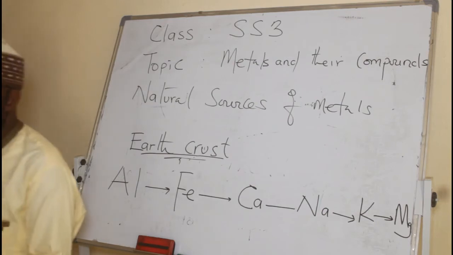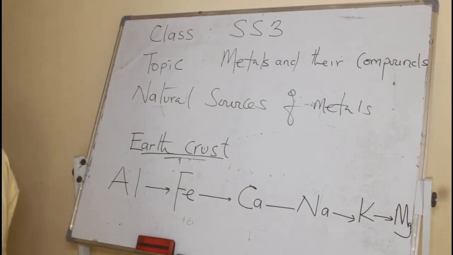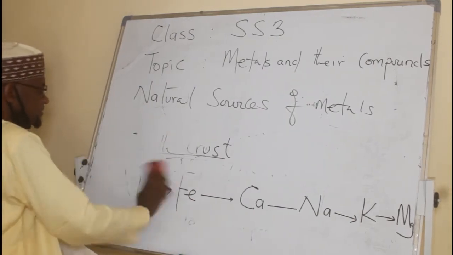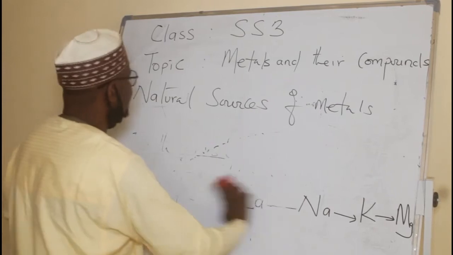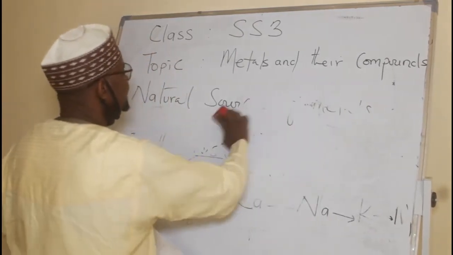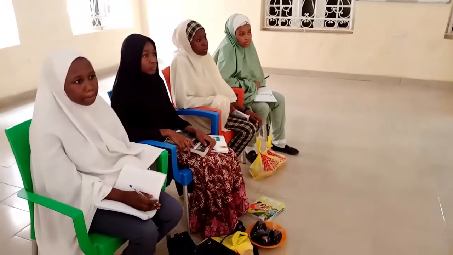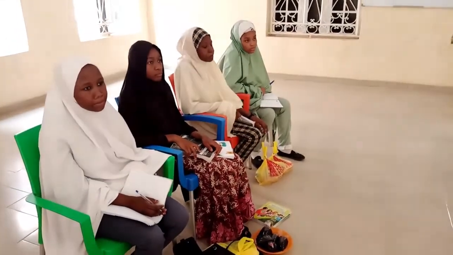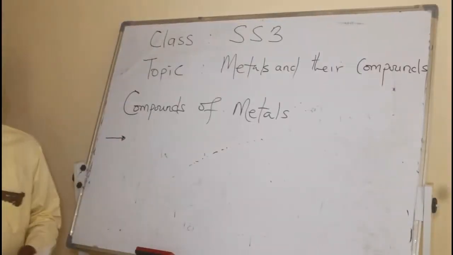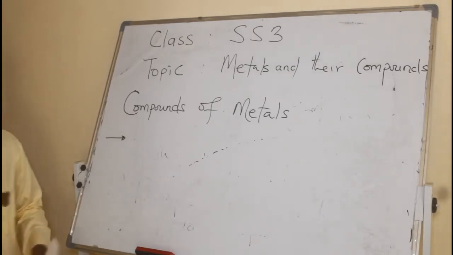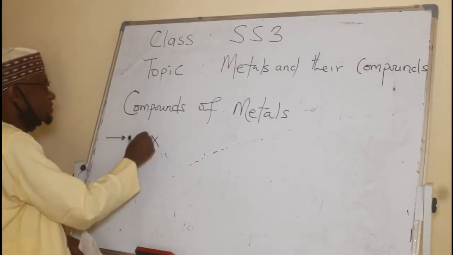Then compounds of metals. Metals form oxides, sulfides, halides with non-metals. Metal forms chloride, the compounds of metals. And another point you need to know is this: most of the compounds of metals are oxidation products.